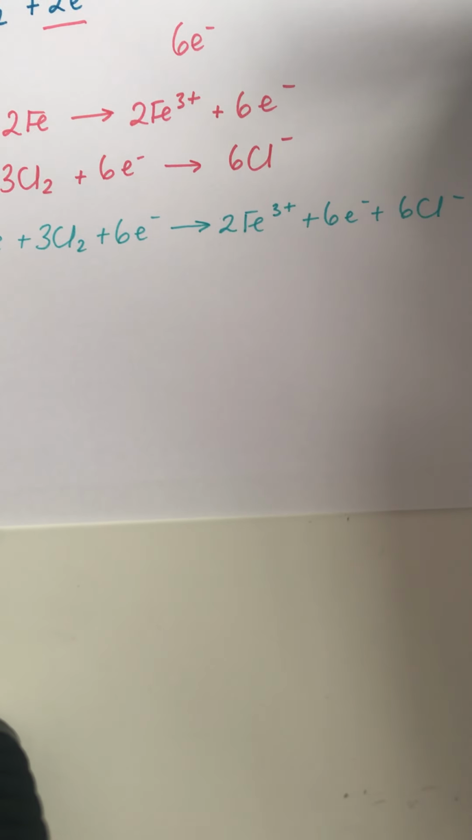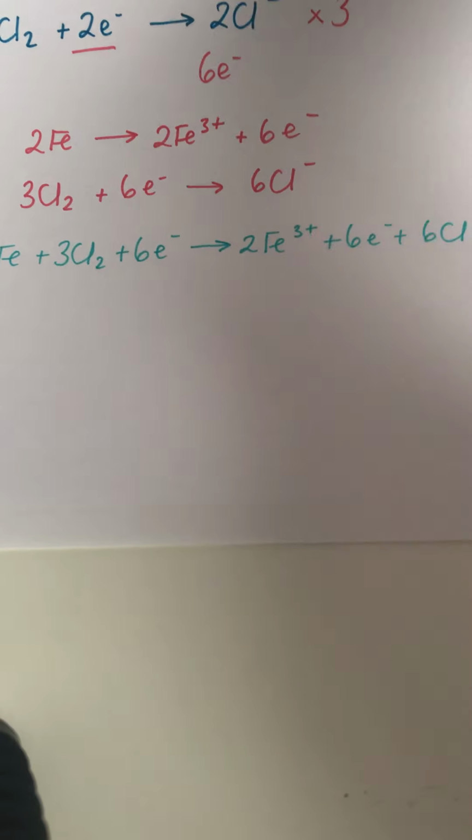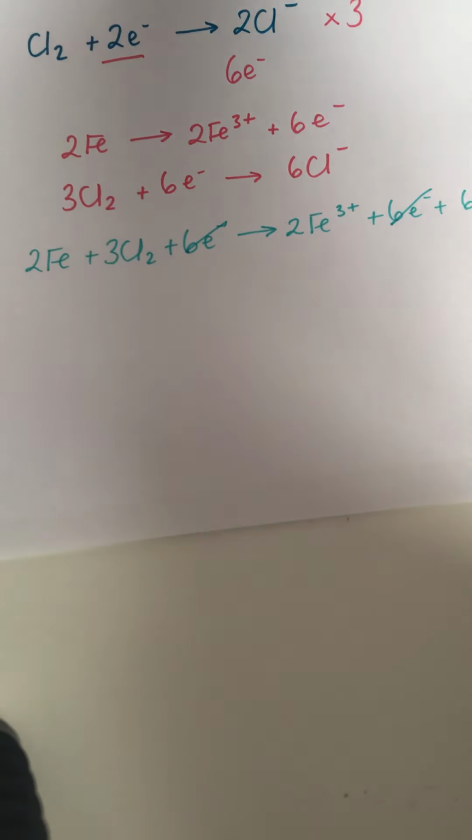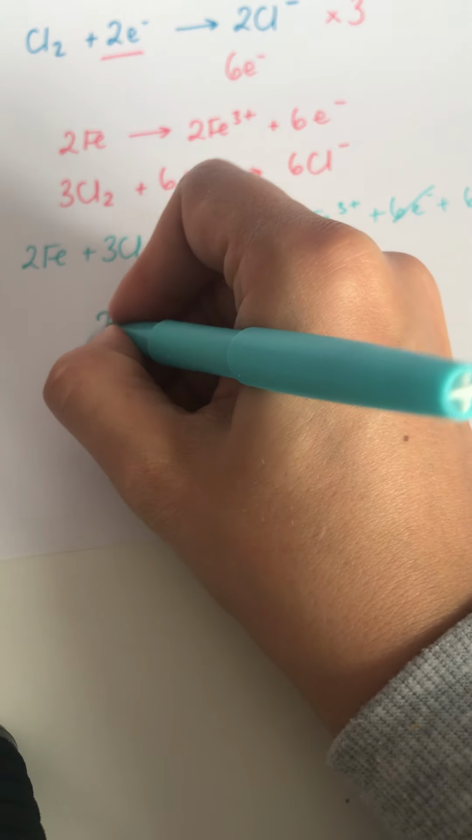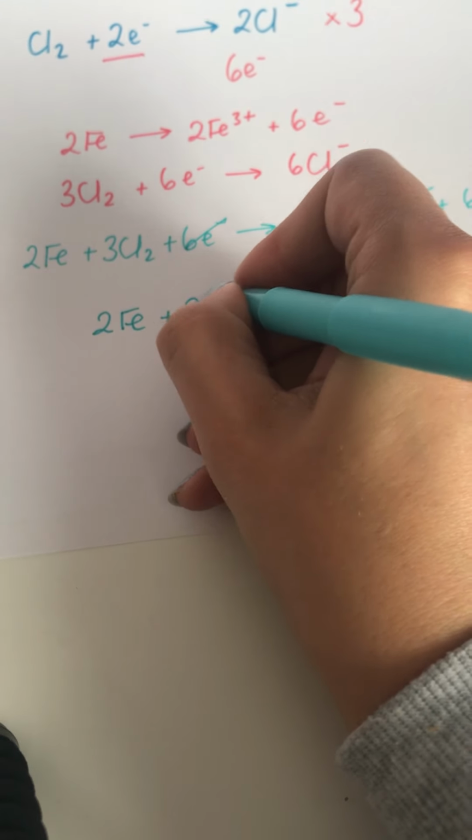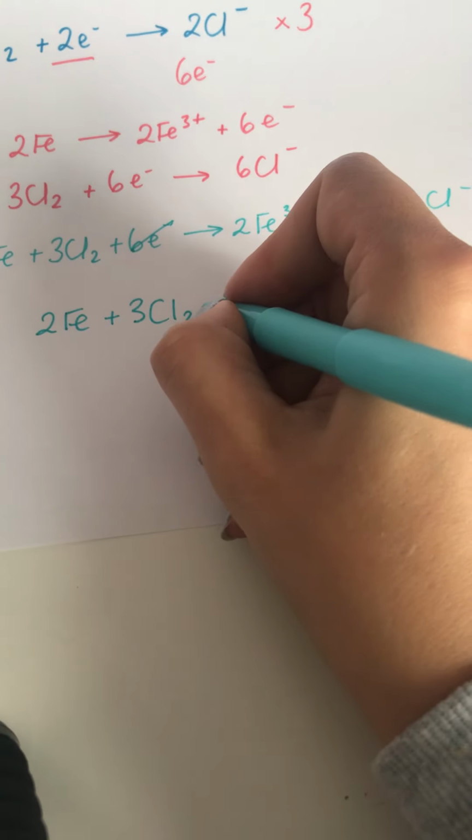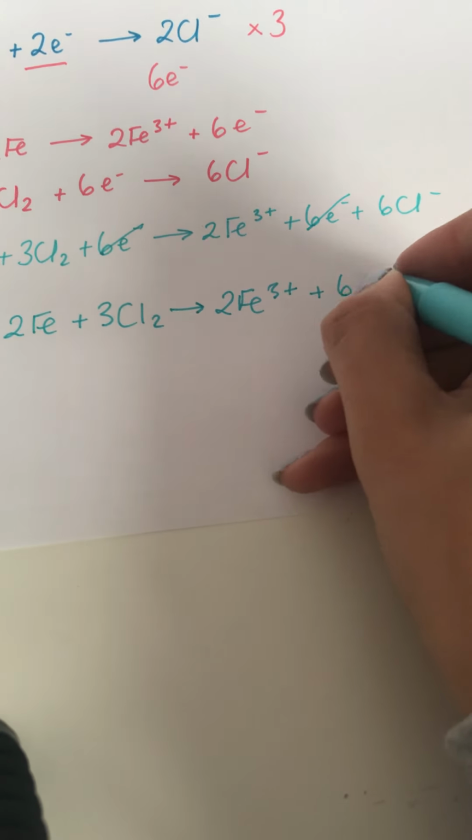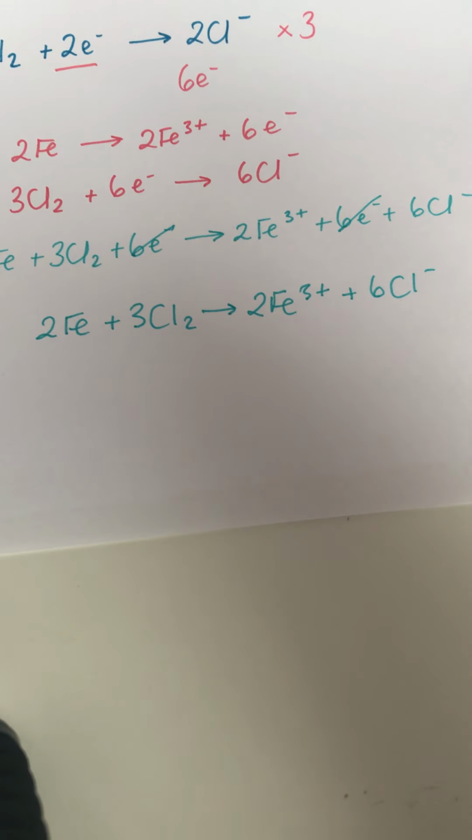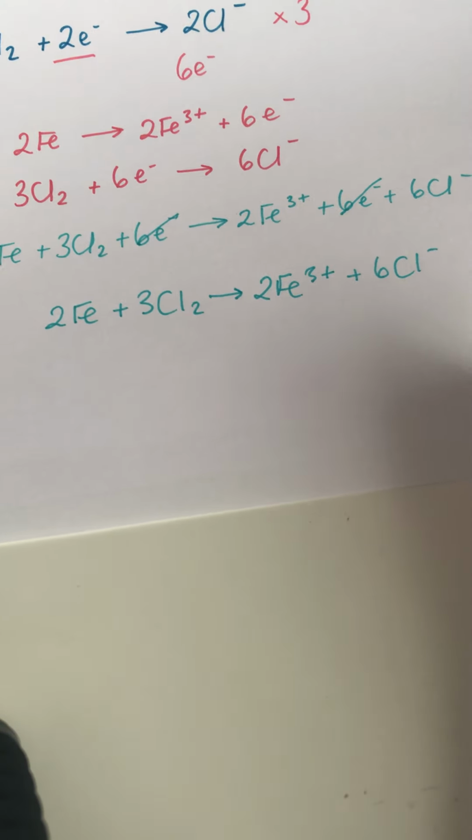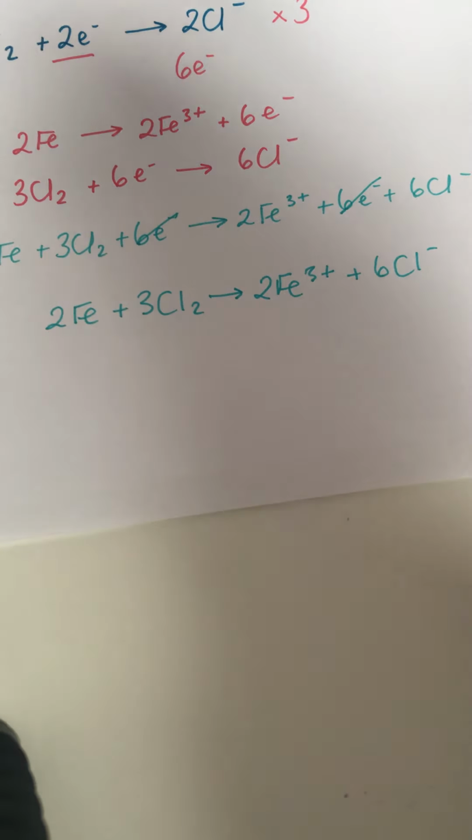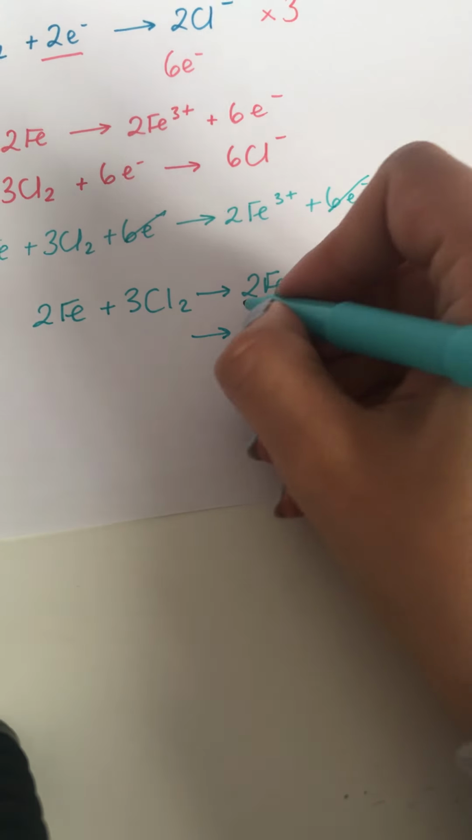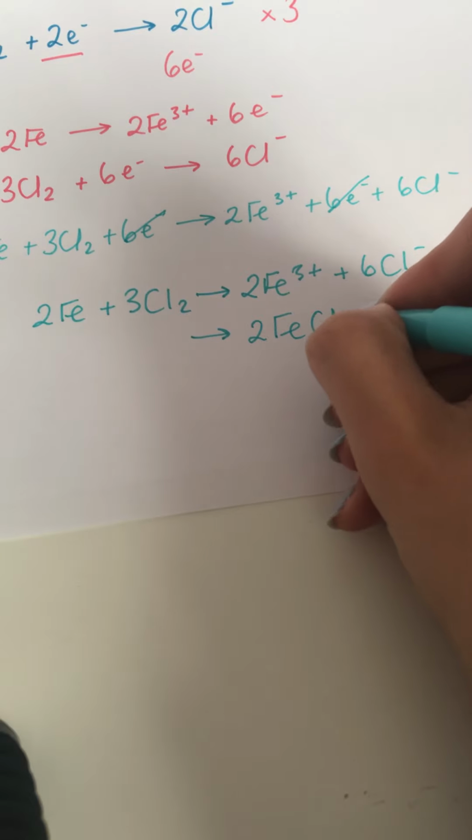I do apologise, it's a little bit big, but I can see straight away that on either side I've got 6 electrons. Now those electrons we can cancel, leaving us with 2 Fe plus 3 Cl2, which makes 2 Fe3+ and 6 Cl-. So our full redox equation then is that, or we can combine those two ions together in our products, which will give us 2 FeCl3.